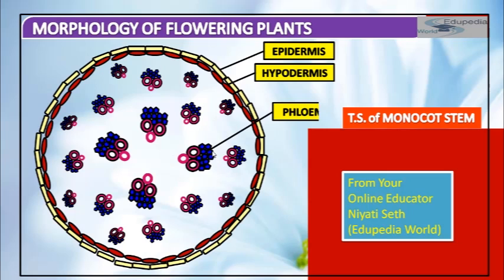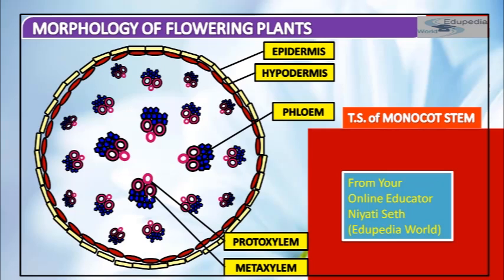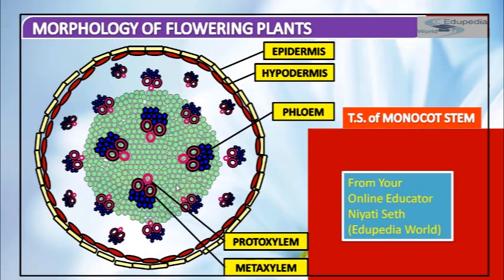So don't get confused. So this is your phloem, this is your protoxylem, which is present towards the center, and this is metaxylem. Please note that in monocot stem there are two protoxylem and two metaxylem which are arranged in Y shape, but I haven't shown the second protoxylem here, so don't get confused.